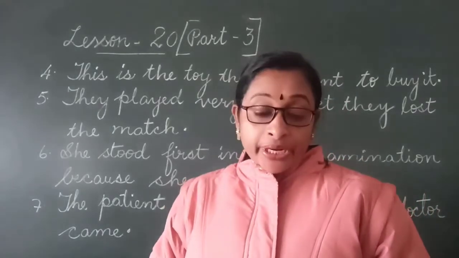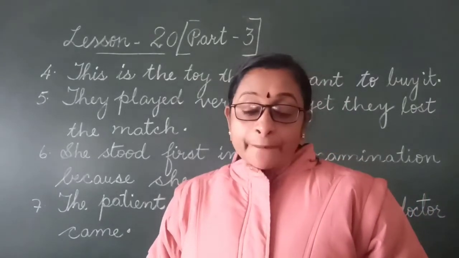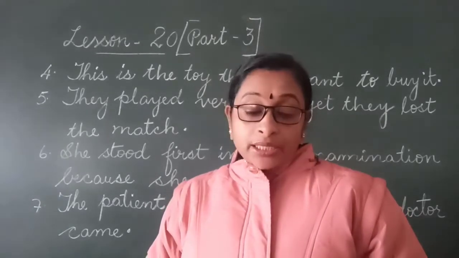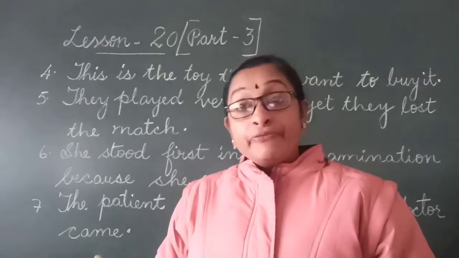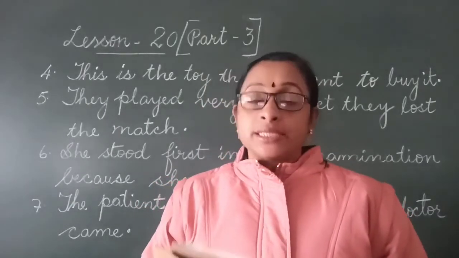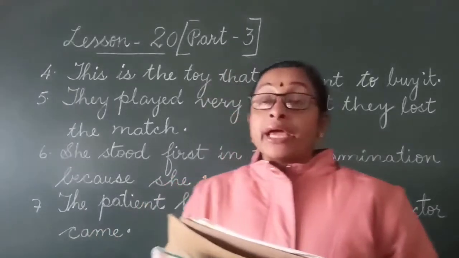Now we are going to read number 7. The patient had died. The doctor came. The patient had died before the doctor came. Before the doctor reached, the patient died. That is the meaning. Okay. So how will you write?